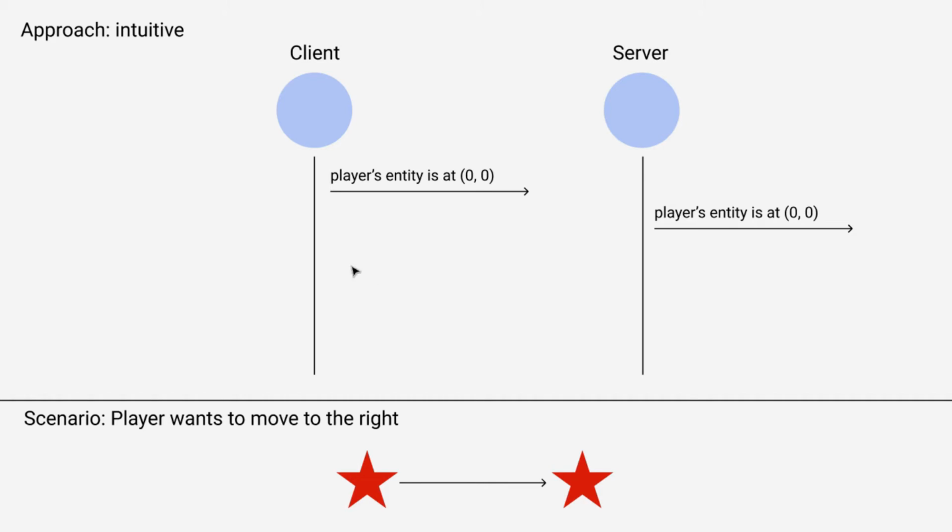Then at some point, the user interacting with the client is going to press the D key because it's trying to move right. So the user presses the D key, and now we need to somehow figure out how do we communicate this movement over to the server.